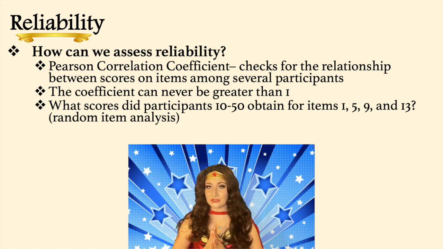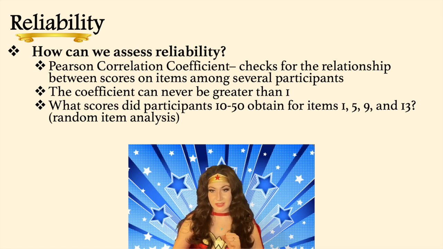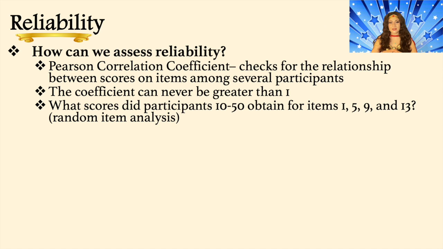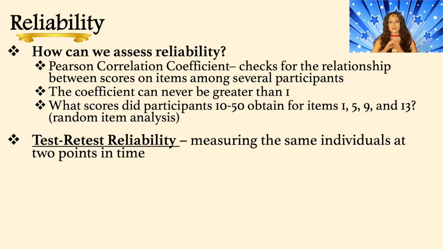If the correlation coefficient is very, very low, it would indicate that the results are not similar and that your tool is not reliable. Another way to assess reliability is using the test-retest reliability measure. So in this case, you're measuring the same individuals at 2 points in time. If their responses are correlated, that's another good indication that your measure is reliable.